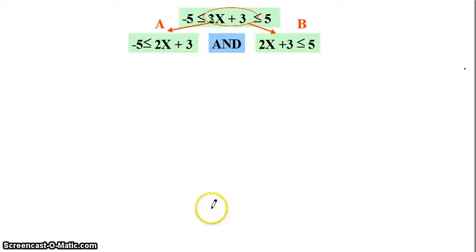Okay, so let's actually solve a compound inequality. So we have -5 is less than or equal to 2x plus 3 less than or equal to 5. So what we do is we have to break this up. This is an implied conjunction. It has an and because we go from a negative number, a small number, which is less than our expression, which is less than our large number. So it's an implied conjunction.